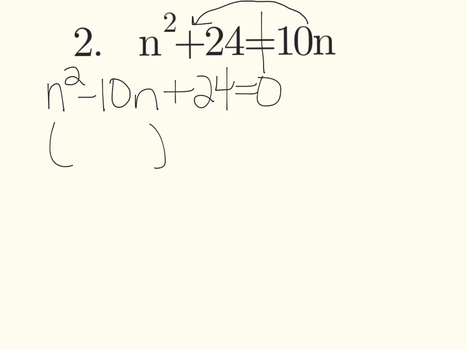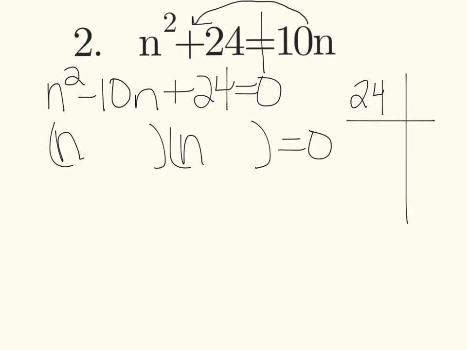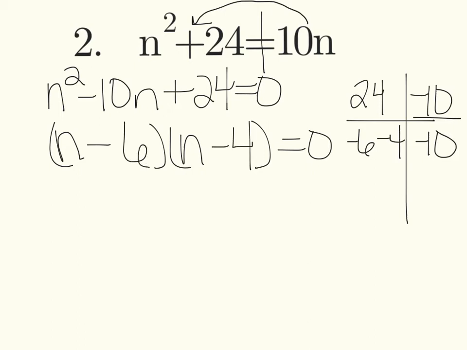So let's do our two parentheses. I'm going to split up my n. And I want factors of a times c, which is 24, that add up to -10. Okay, and I get -6 and -4. That's going to give me -10. Since it's a 1, I'm just going to go ahead and plug those in. So now they're factored, now I can solve.